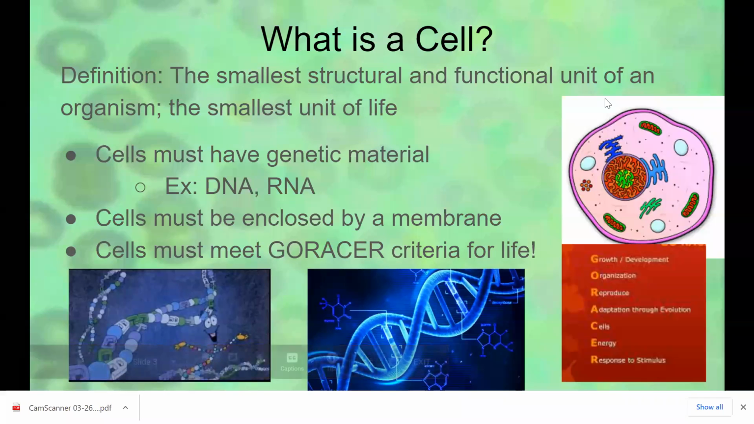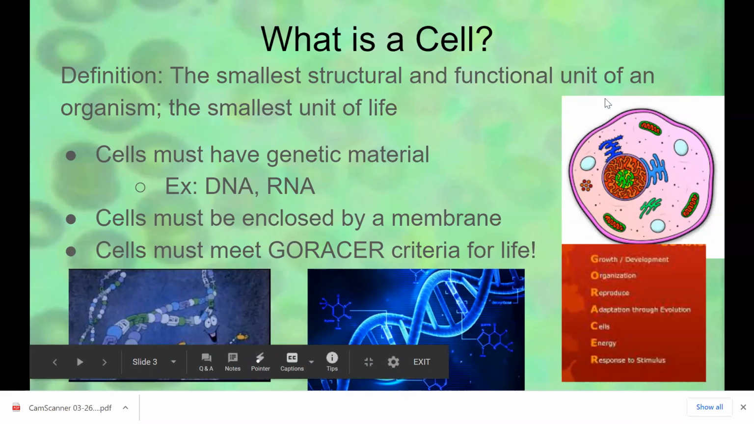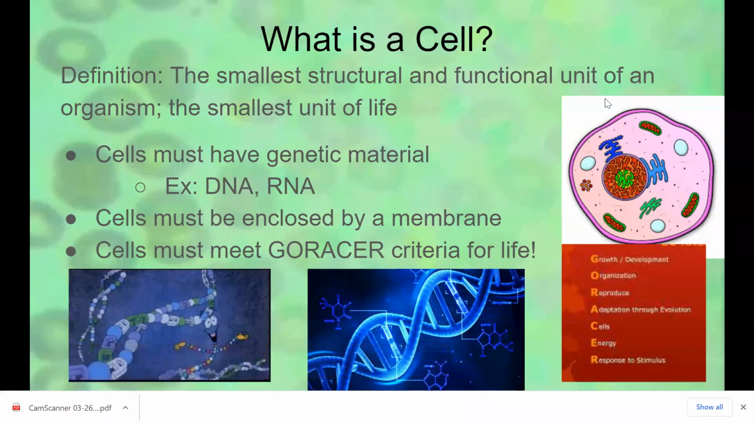So what is that? Things that are alive must be able to grow and develop. They must be organized. They must be able to reproduce. They have to be able to adapt through evolution. They have to be made of cells. They have to be able to use energy, and they have to respond to stimuli. I'm going to talk about that a little bit more later in this presentation, but those are the qualifications of life that we're going to use.